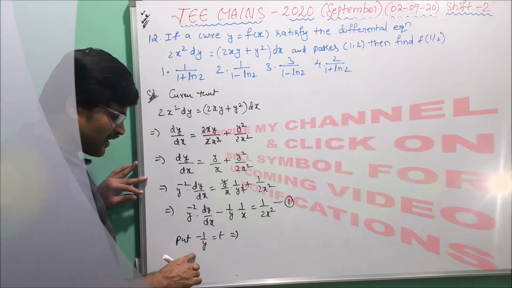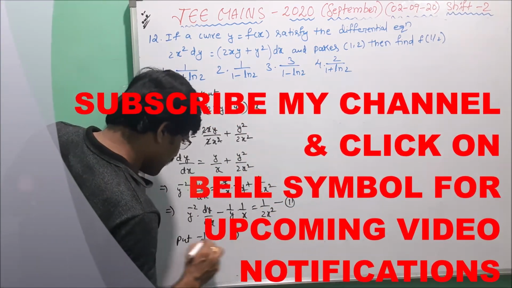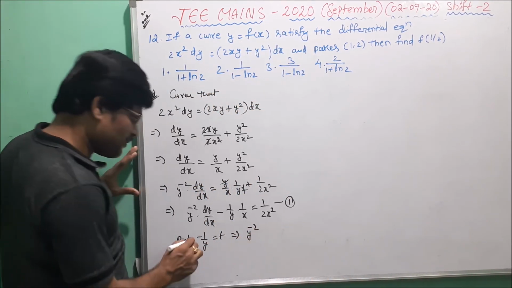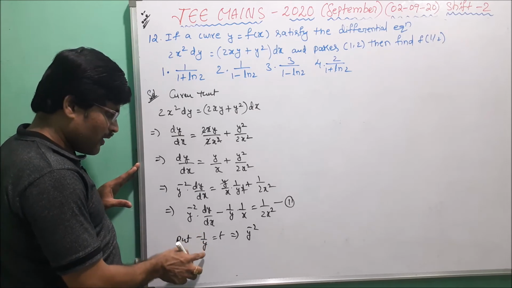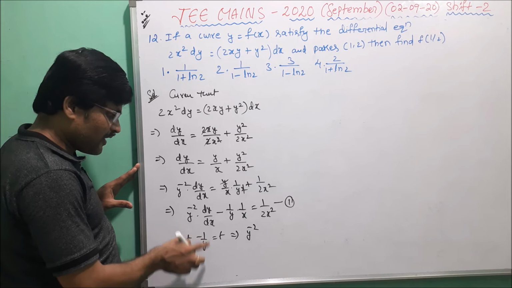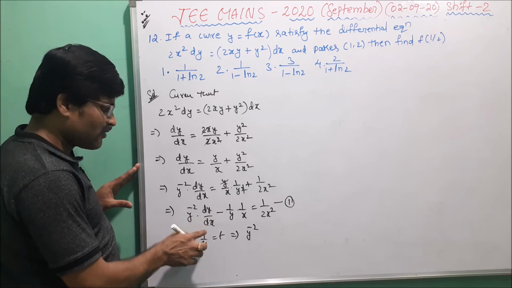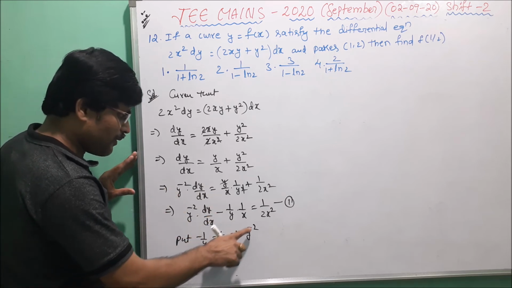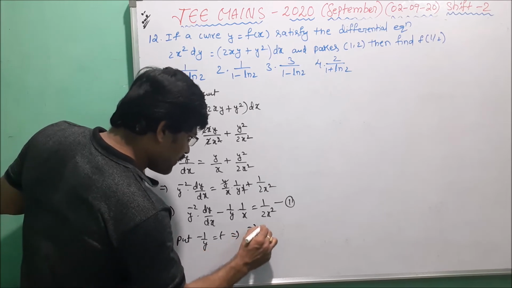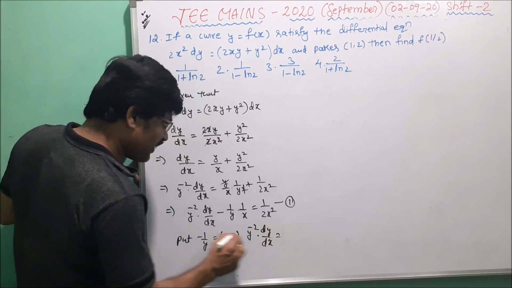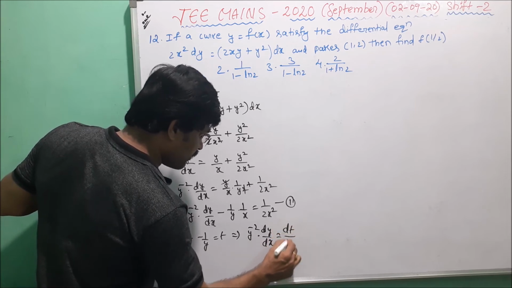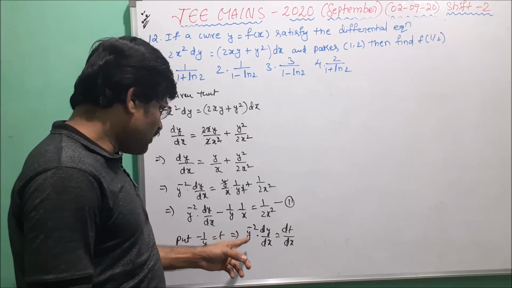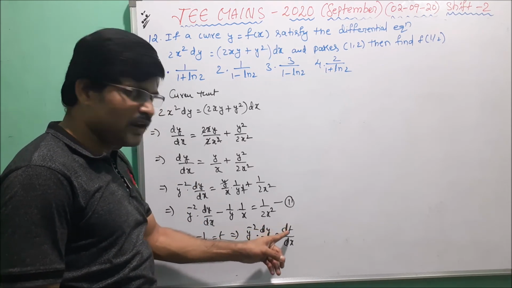Now we differentiate with respect to x. Here that value will be y^(-2). Here, minus 1/y: we take y to the numerator and differentiate y^(-1), that is minus 1 into y^(-2). So minus of minus is plus, so plus y^(-2) dy/dx. On the RHS also we have to differentiate with respect to the same variable, that is dt/dx. So here the value of y^(-2) dy/dx equals dt/dx.